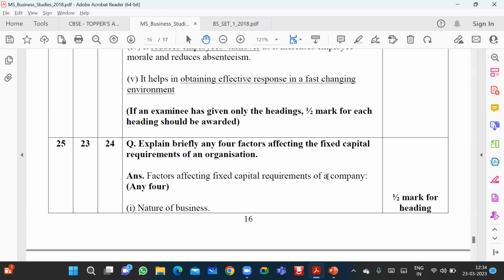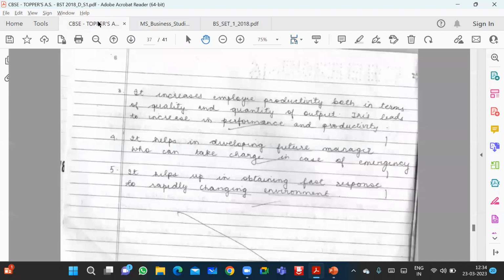And the word limit for 6 marks is 200 words. 200 divided by 4, that is 50 words. So each point should be explained in about 50 words. It means 5 lines or 50 words should be used in order to explain 1 point. Let's see how the topper has given the answer.